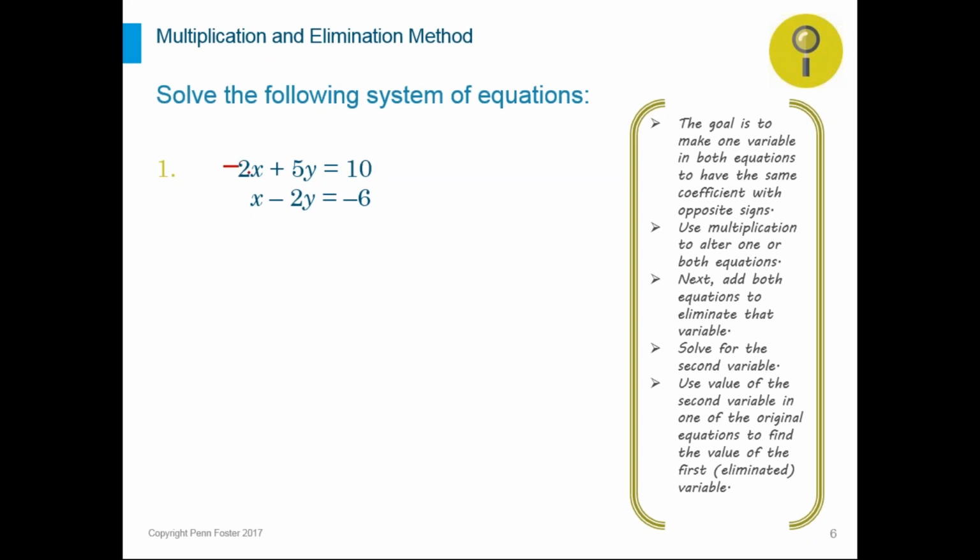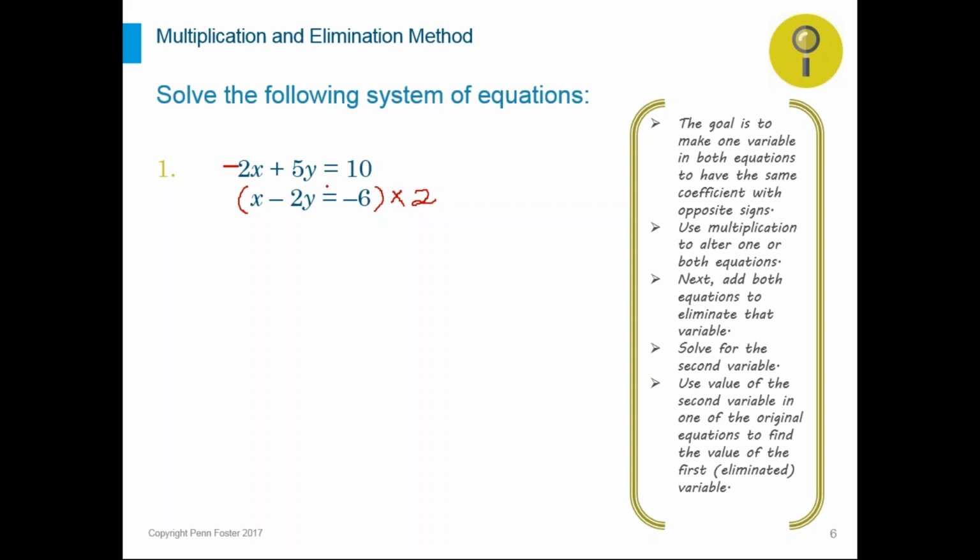So we have a negative 2 as a coefficient for the first x. The second x is a positive. So all we have to do is multiply the second equation times 2 to make the coefficient of the second x in the second equation a positive 2, since the first one is a negative 2. So multiply the whole equation times 2.